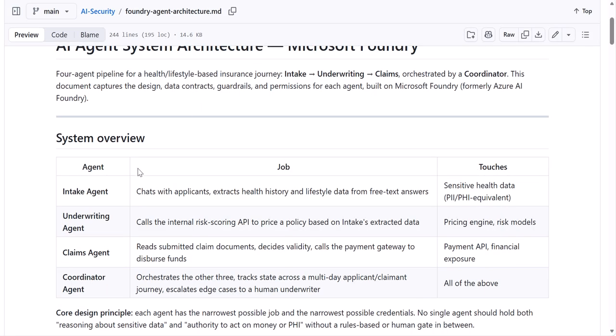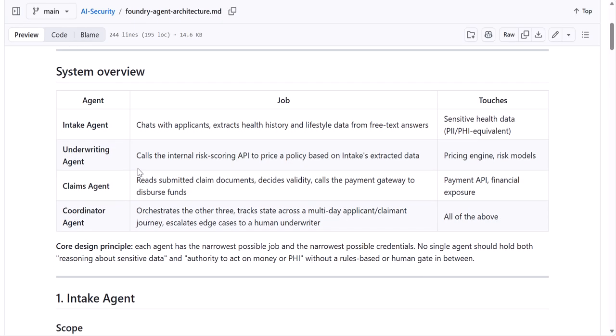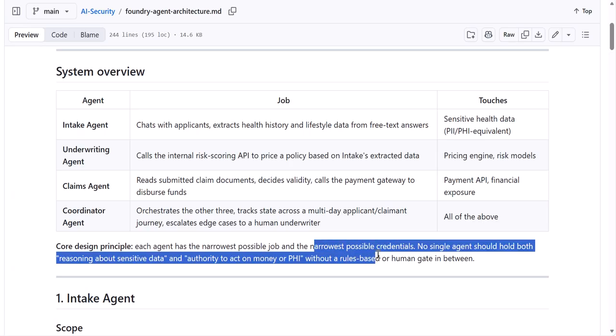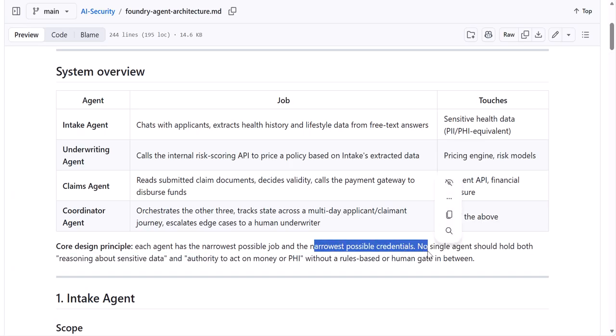We have already discussed the system overview: what the agents are and what their job is. Now let's touch upon a core design principle. Each agent has the narrowest possible job and the narrowest possible credentials. No single agent should hold both reasoning about sensitive data and authority to act on money and PHI. So the segregation, the separation, is needed to protect your agents.